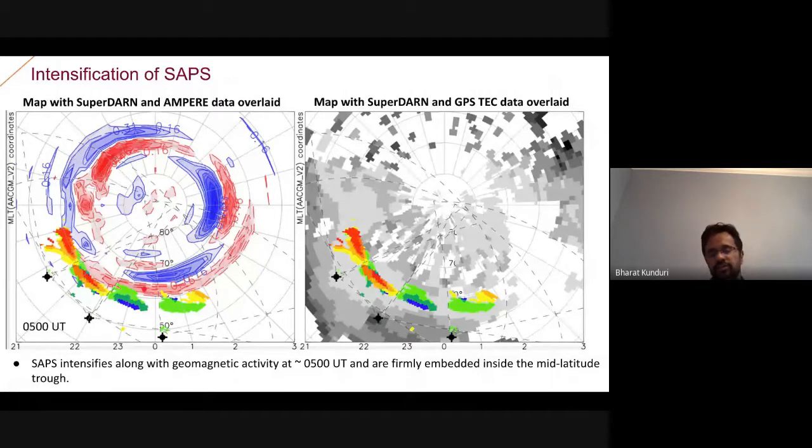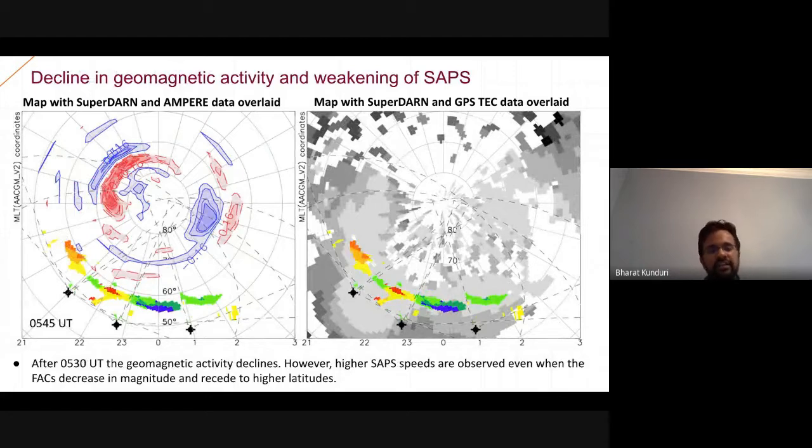Maybe it has got something to do with the substorm current wedge, and some section of the flows might be driven by current closure in region 2 currents, downward region 2 currents, and maybe some section is controlled by the dynamics of the substorm current wedge. But what's more interesting is that during the declining phase of geomagnetic activity, when the currents were receding, we still see, this is about 0545 UT, which is 45 minutes later.